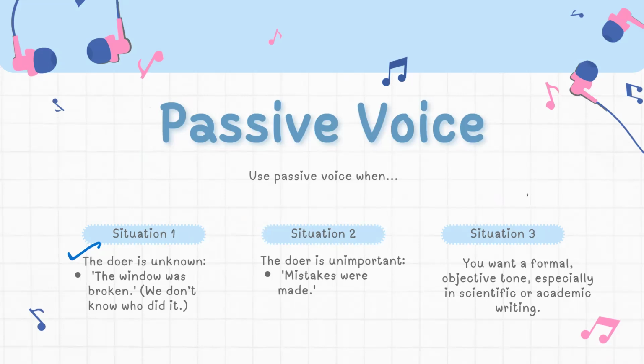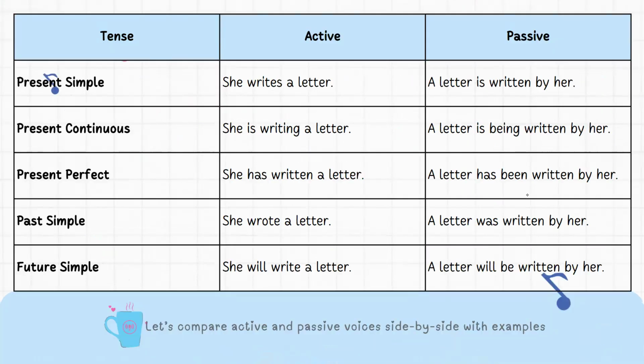Finally, the third situation where you will use passive voice is when you want a formal, objective tone, especially in scientific or academic writing. Other than that, don't try to overuse passive voice, because passive voice is like an indirect way of saying certain things.